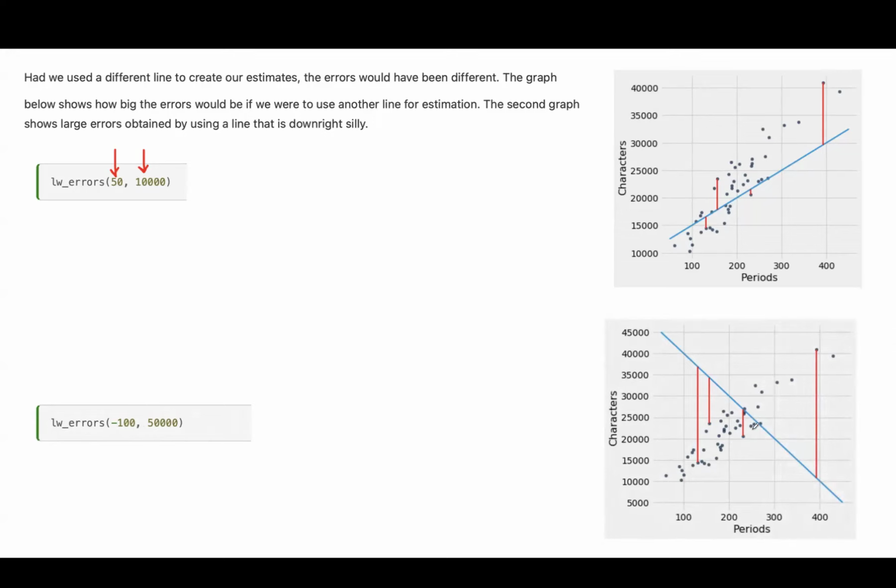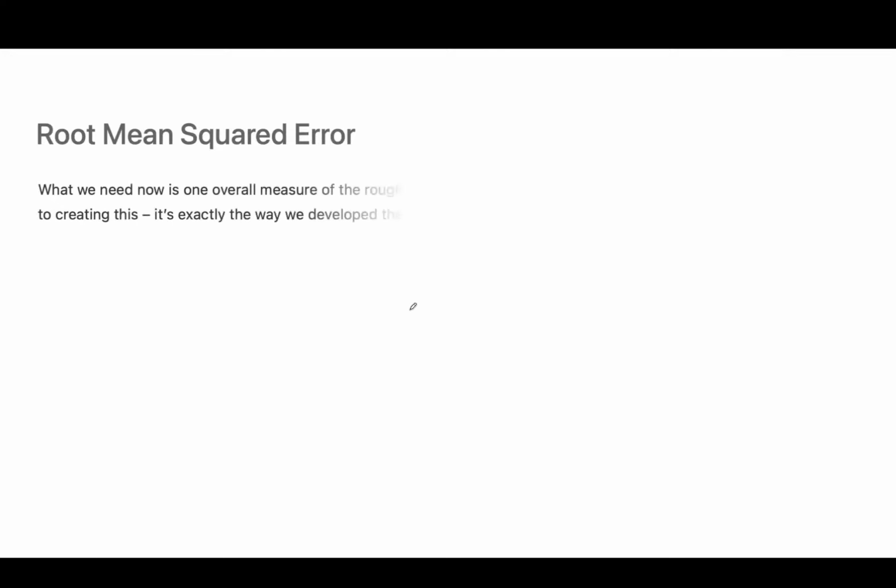We have more residuals, and they are longer in size. Now we're going to use root mean squared error. What we need now is one overall measure of the rough size of the errors. You'll recognize the approach to creating this is exactly the same way as we developed the standard deviation.